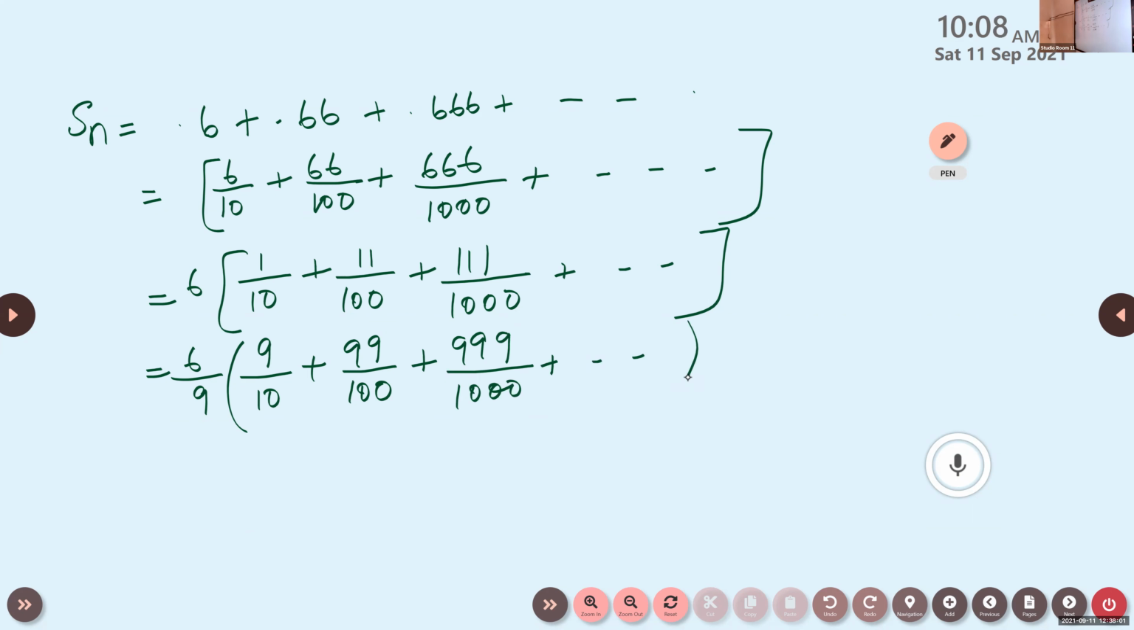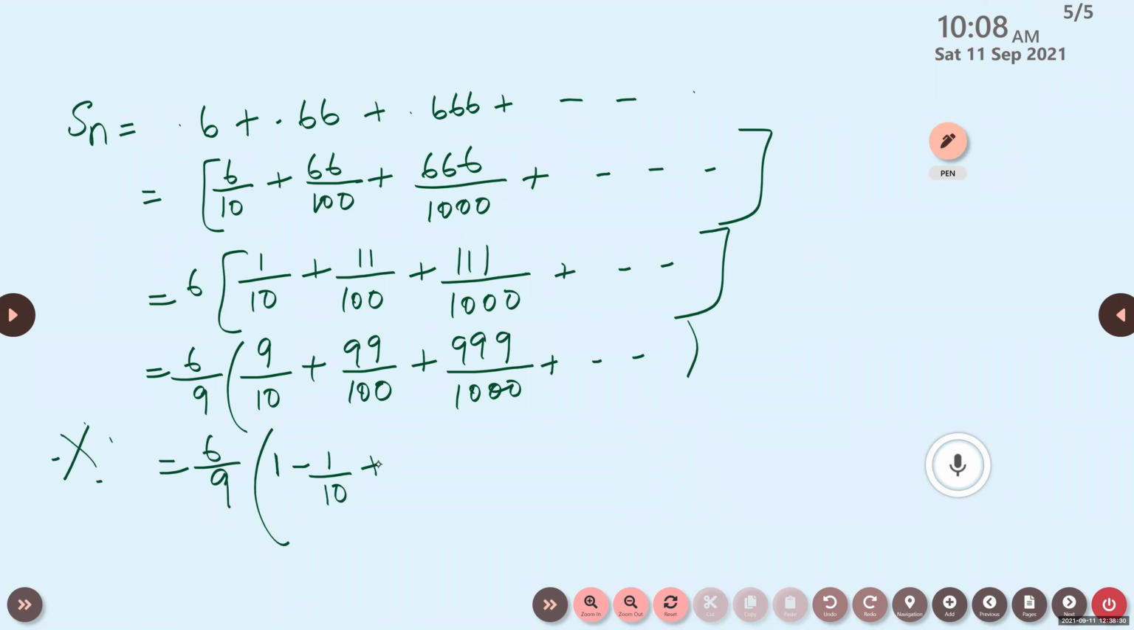6 means you are writing 6. 0.6 means 6 by 10. 0.66 means 66 by 100 and so on. Take 6 outside. So we get 1 by 10 plus 11 by 100 plus 111 by 1000 and so on. Next step, you multiply and divide by 9. Now look at the next step. The next step is important. 6 by 9 into 9 by 10. Is it possible to write 1 minus 1 by 10? Is it correct? Yes, ma'am.